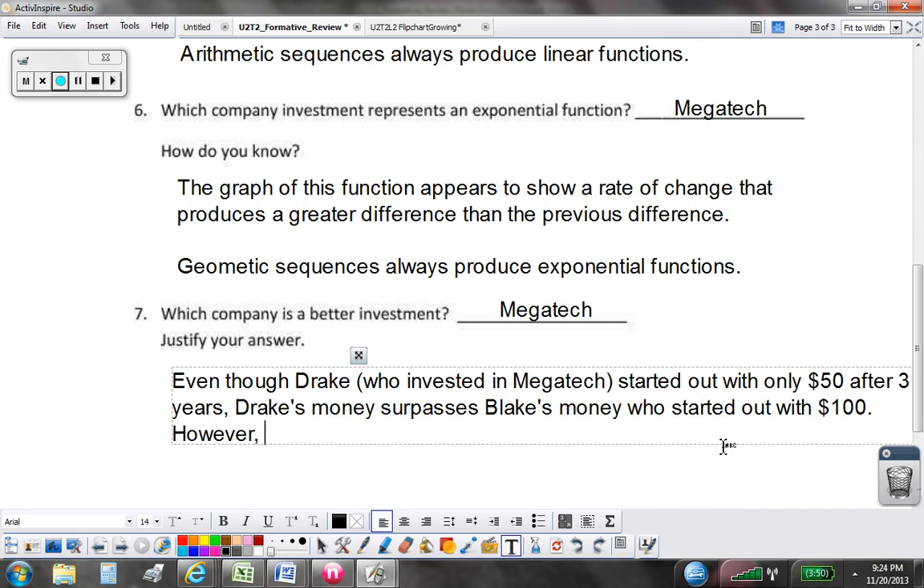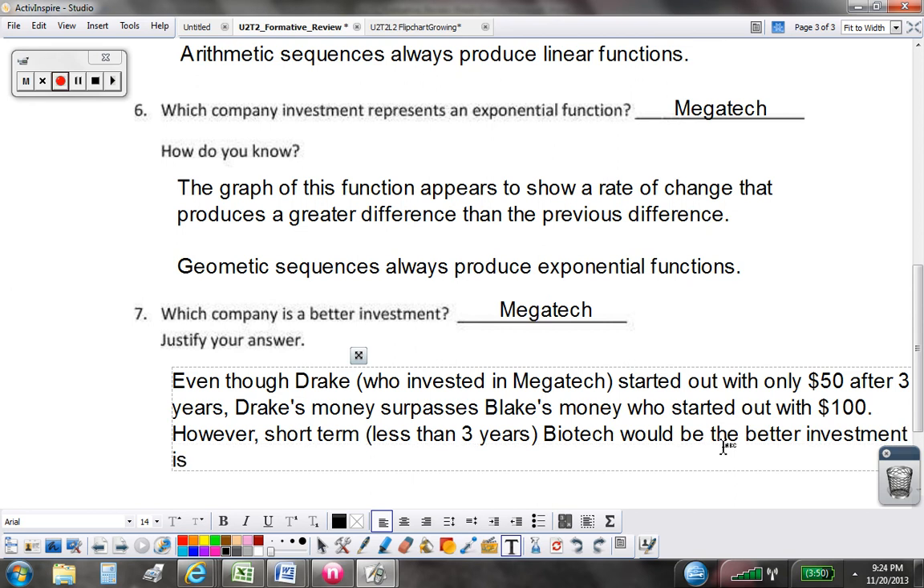However, short term, meaning less than 3 years, Biotech would be the better investment since you are getting paid $600 every year. You're getting paid $600 every year.